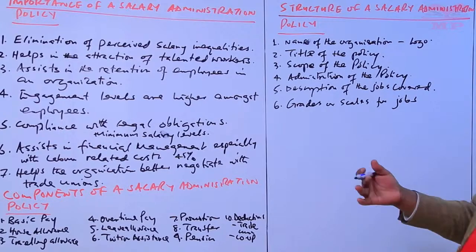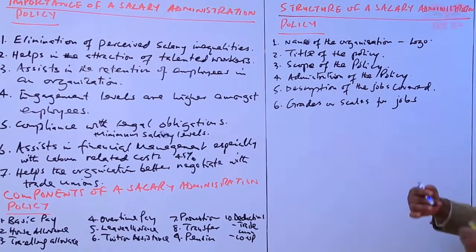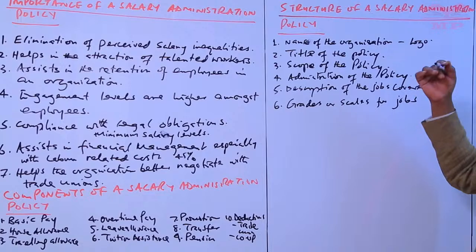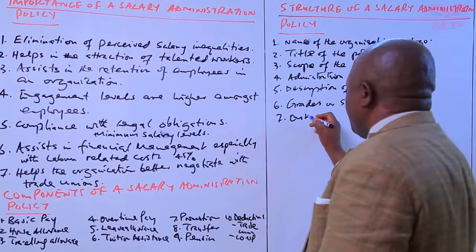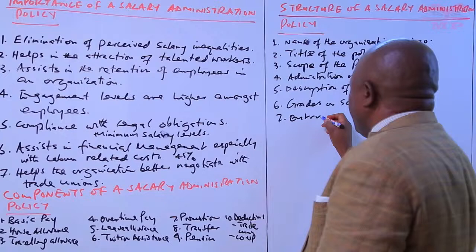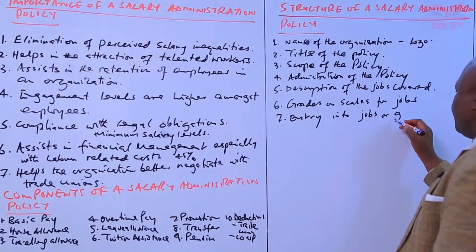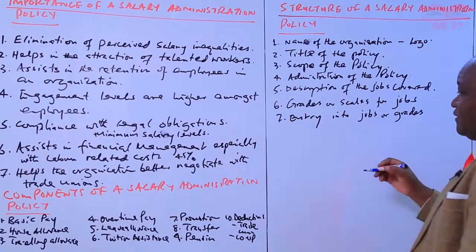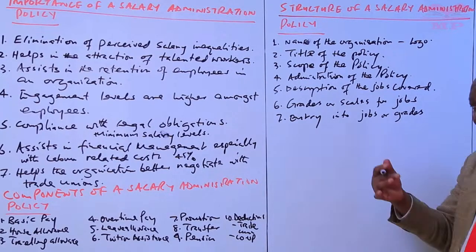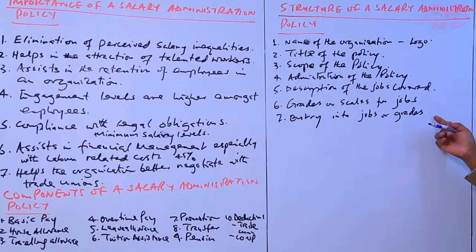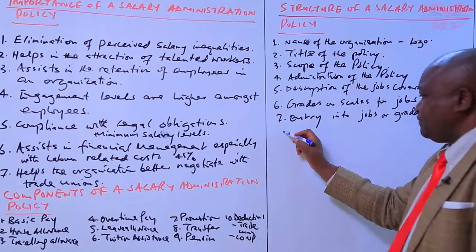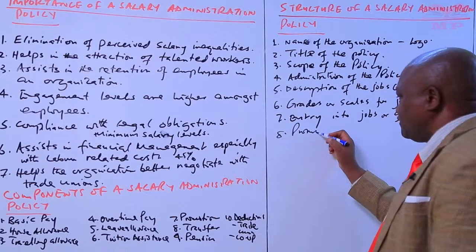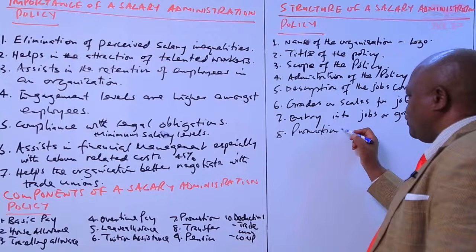And then there are those particular specific items now that will be covered in relation to that particular policy. For example, 7, entry into maybe jobs or grades. So that should be indicated. For example, if an employee is being recruited for the first time, what is the policy in terms of where this particular employee is supposed to enter? Then number 8, promotion, progression.